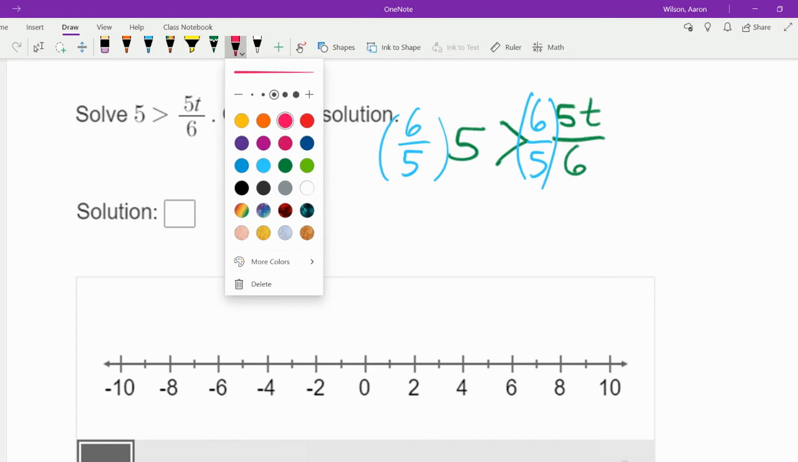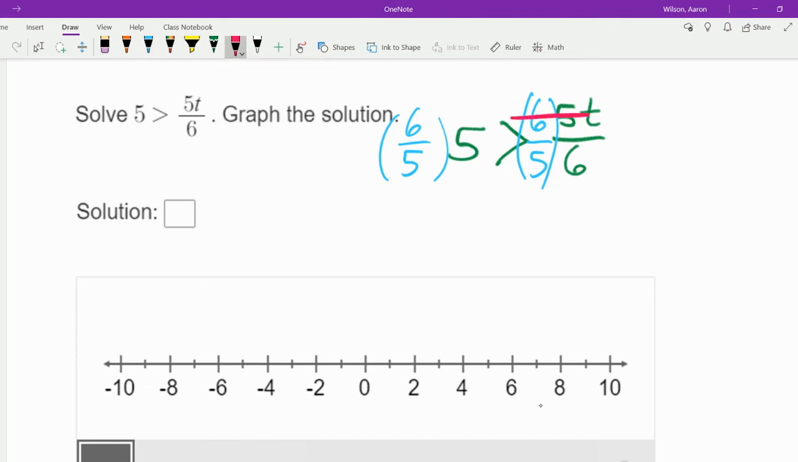And again, here's why we're doing this. We're going to do 6 times 5. Well, that's 30. 5 times 6. Well, that's 30. And of course, we still have our variable t. Well, now you're seeing 30 over 30. 30 over 30 is simply just 1 because 30 divided by 30 is 1. So then you have 1 times t. And 1 times t is simply just t. Now I'm going to use my greater than symbol, bring that down, and I have to do 6/5 times 5.